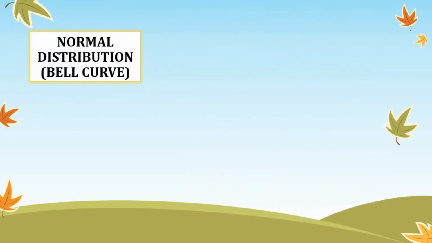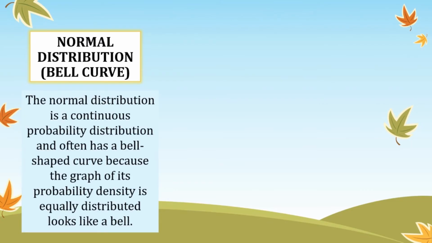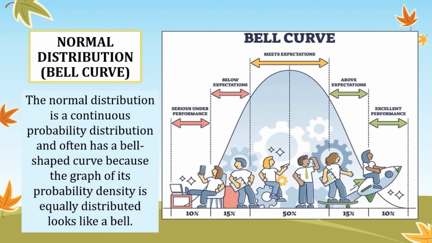Now let's look at the normal distribution bell curve. The normal distribution is a continuous probability distribution and often has a bell-shaped curve because the graph of its probability density is equally distributed, looks like a bell. So for this topic, we will use the normal distribution bell curve to solve our examples.